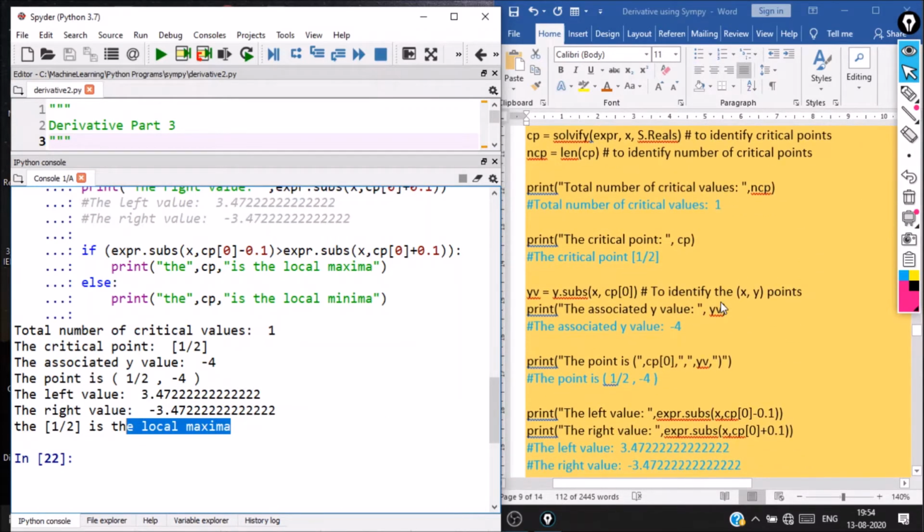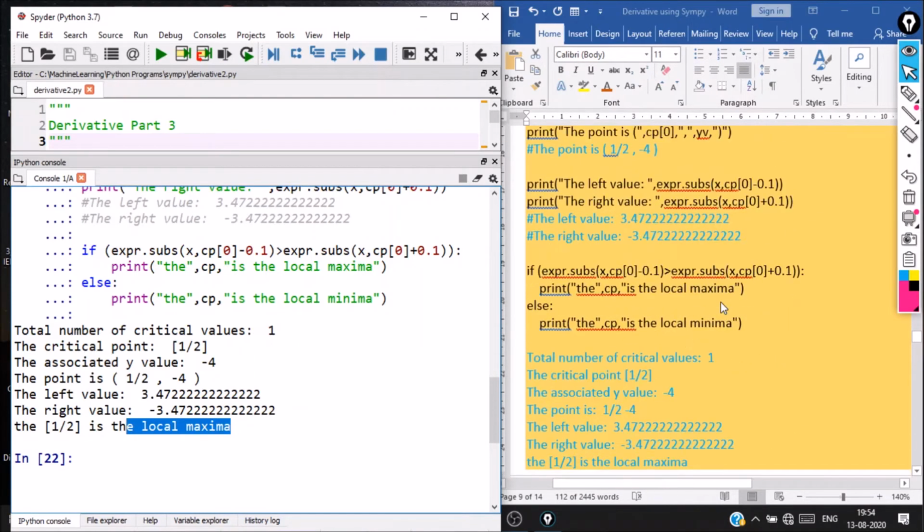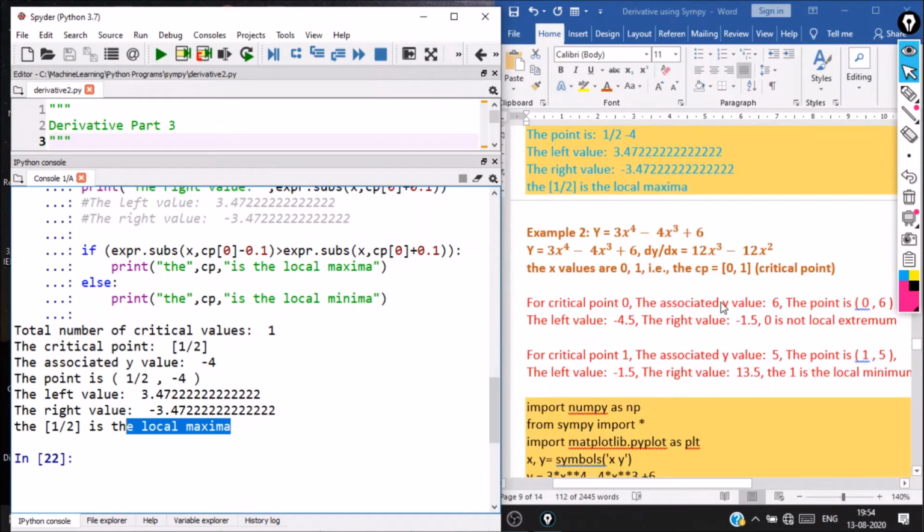Okay, now we can see another example. So these are the outputs. Now we can see another example. y is equal to 3x to the power 4 minus 4x to the power 3 plus 6. So dy/dx is 12x to the power 3 minus 12x square. So the x values are 0 and 1. Okay, so two critical points are there, 0 and 1.